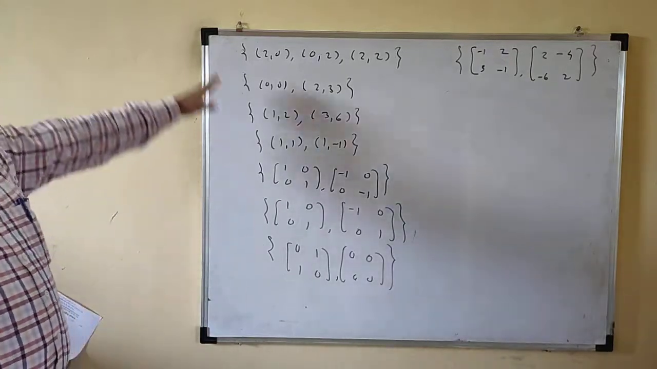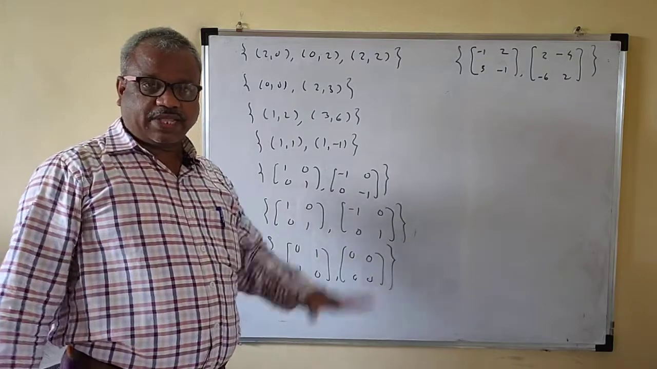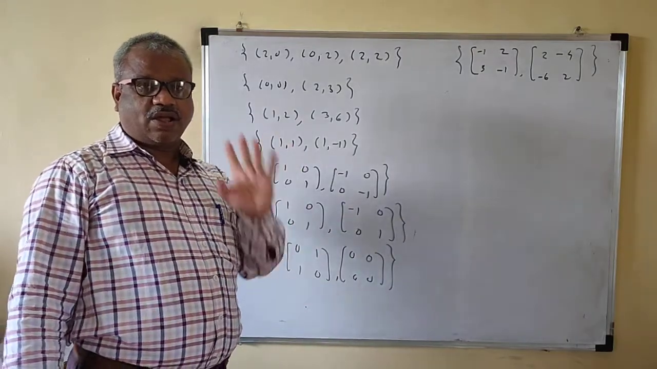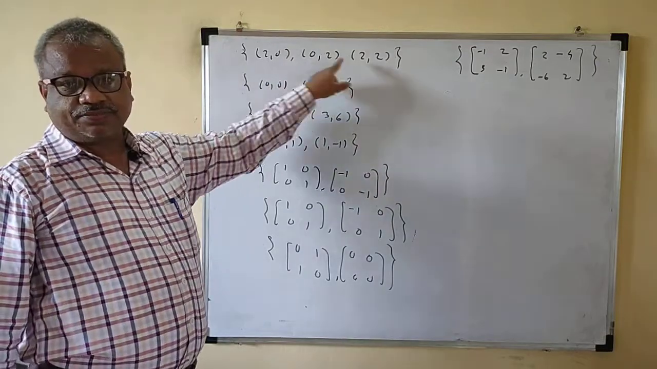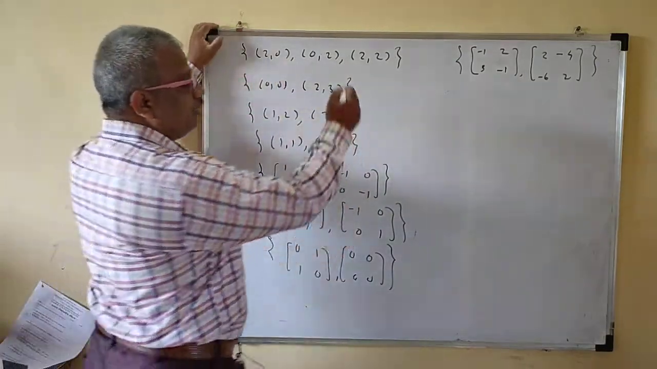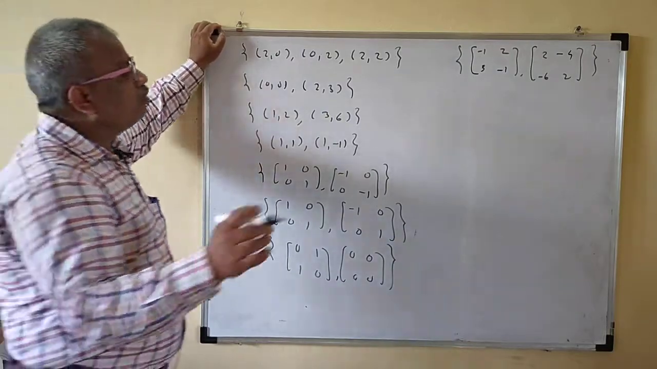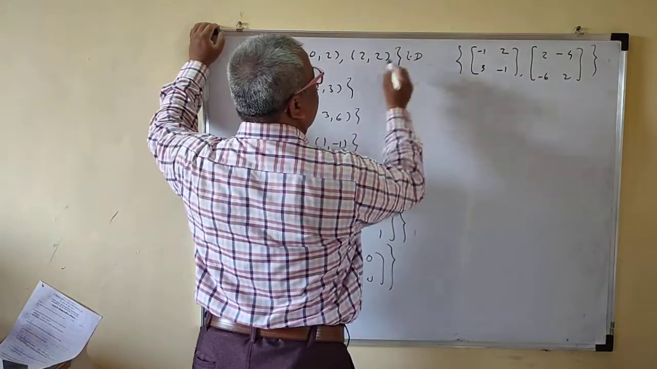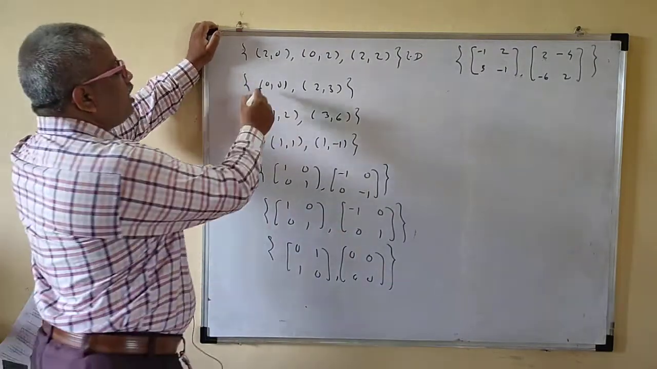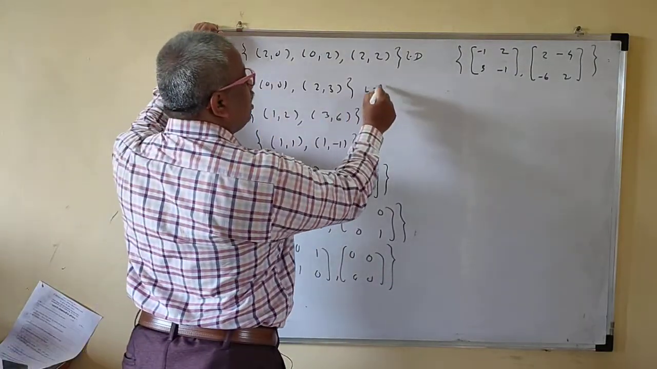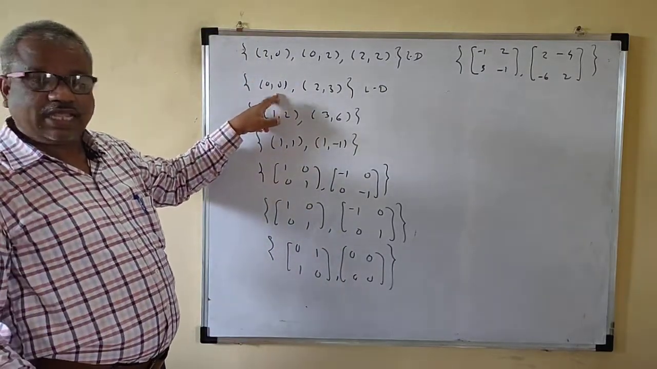Okay. So suppose these sets are given to you and we want to judge whether they are linearly independent or dependent. This set contains 3 vectors. It is a subset of R2. So this is linearly dependent because it contains more than 2 vectors. This set contains the 0 vector. This is linearly dependent because a set containing the 0 vector is always linearly dependent.